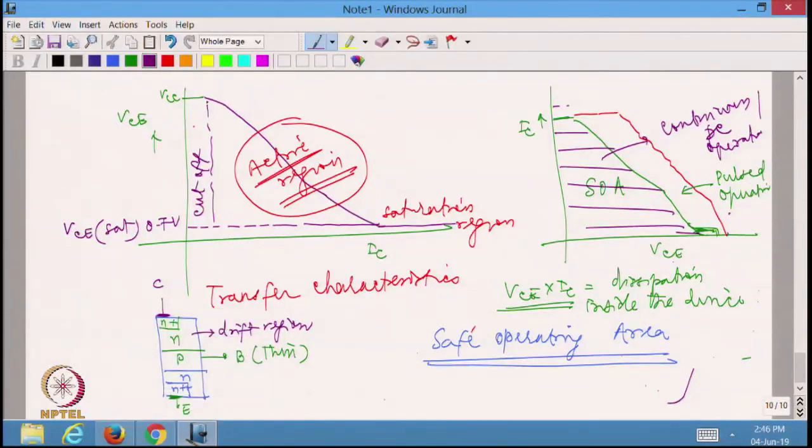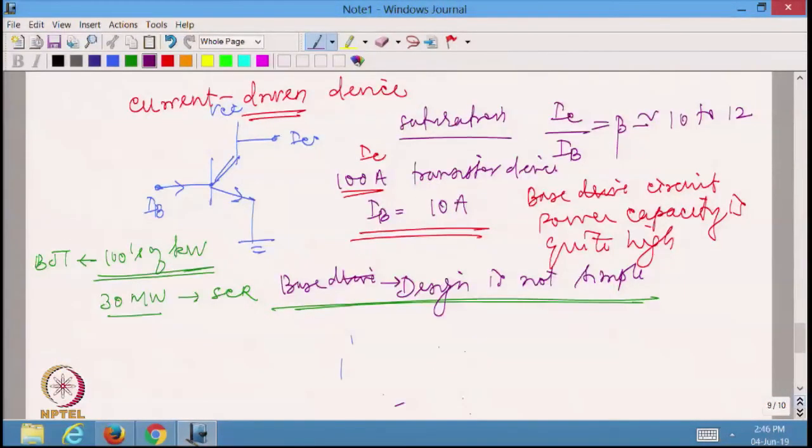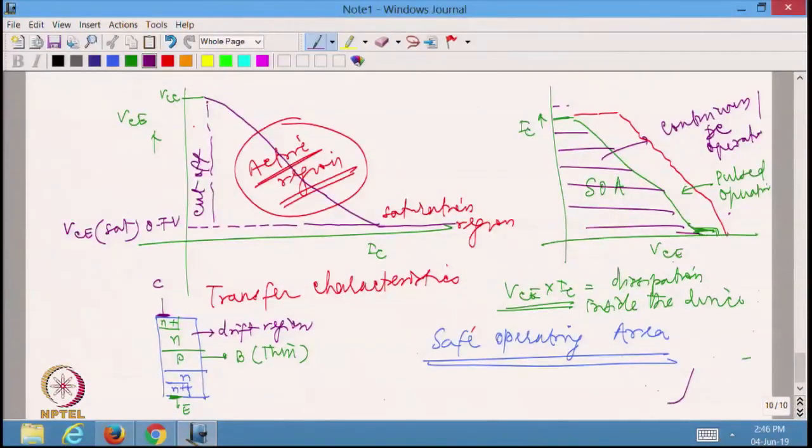So, we had seen so far the basic structure of the transistor, we have seen the transfer characteristics, we have seen why the base drive requirement is somewhat higher and what are the three regions of operation. We had also looked at what is the safe operating area of the device. In the next class, we will be looking at the series and parallel operation. We will also be looking at the protection for the BJT, power BJT. Thank you.